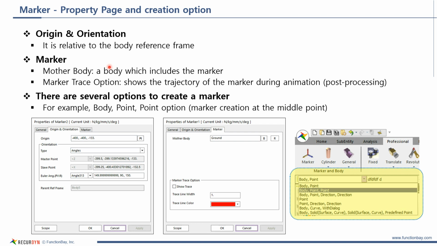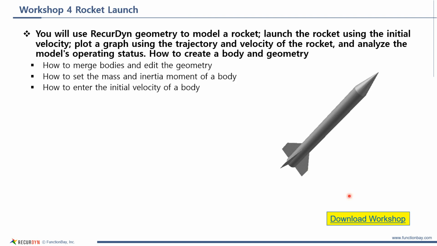Let me introduce the property pages of a marker. General tab and origin and orientation tab look the same as body property pages. Please note that this origin and orientation are relative to the body reference frame. In Marker tab, you can change the model body, which includes the marker. RecurDyn provides several options to create a marker. For example, body point is used to create a marker at the middle of 2 points. This is workshop 4. You can use the functions related to body and geometry.